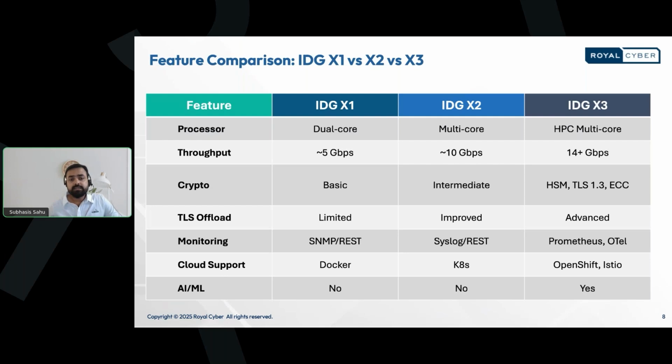And also, the TLS offloading and AI/ML support are much more advanced and available right now in IDG X3. When we have the TLS offload, the entire handshaking process is offloaded from your backend, and the bulk of the heavy lifting is done by DataPower, so that your backend applications do not have to bear the brunt of any bottleneck from the huge volume of traffic incoming towards your application. Moving on.